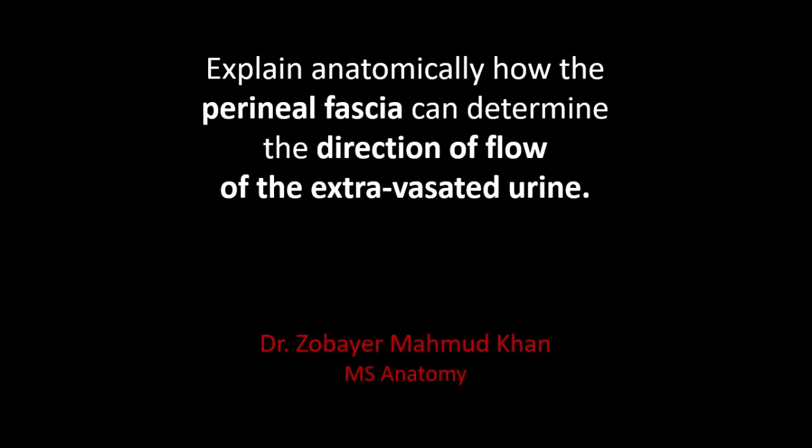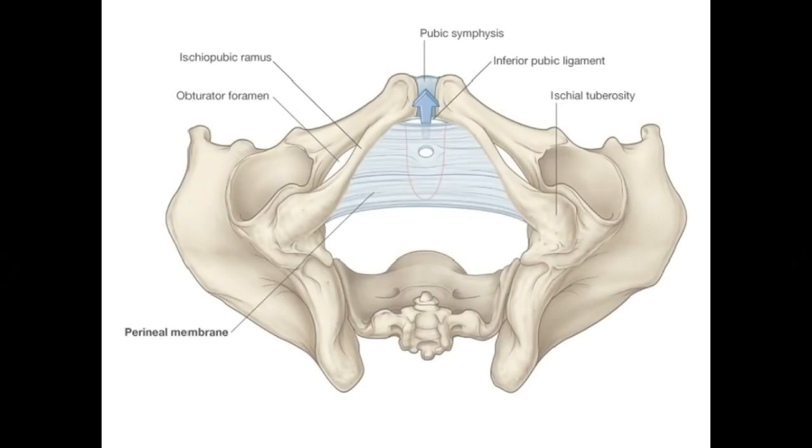Before going to know the exact answer of this question, we have to know the anatomy of the perineal membrane, Colles fascia, and other fasciae of the scrotum, penis, and anterior abdominal wall. So let's know one by one. At first, the perineal membrane. Here is our perineal membrane, and it is the inferior view of the perineum.